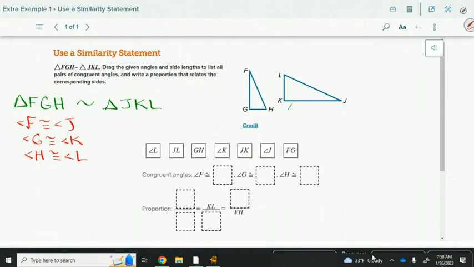Okay, now we need to set the sides in proportion. So a side from the left triangle is going to match up with a side from the right triangle. Who's got one of the fractions for us of sides that are going to be in proportion?